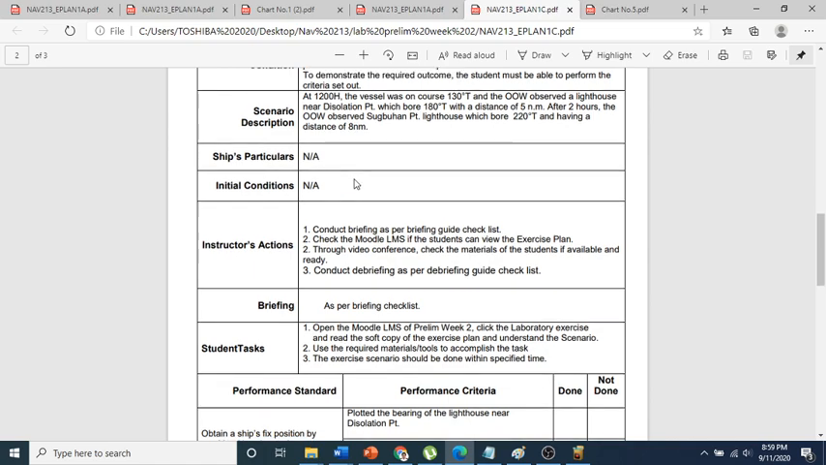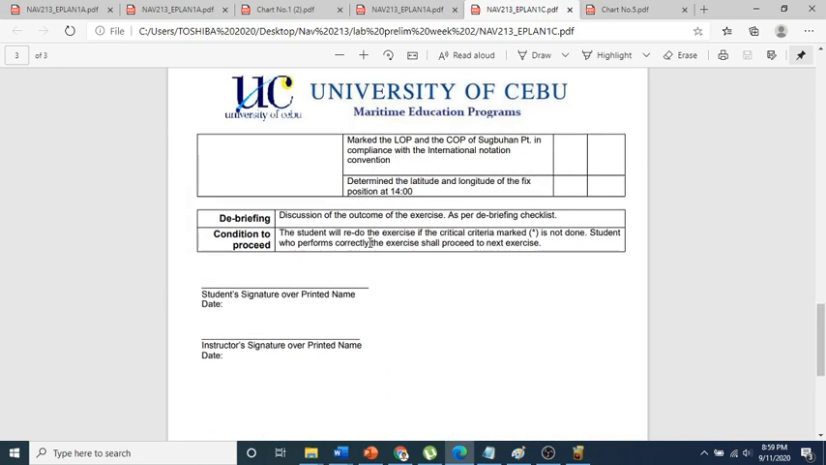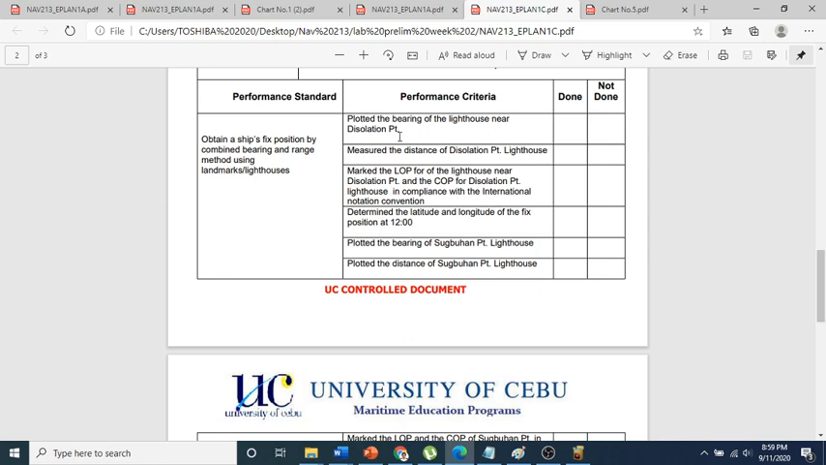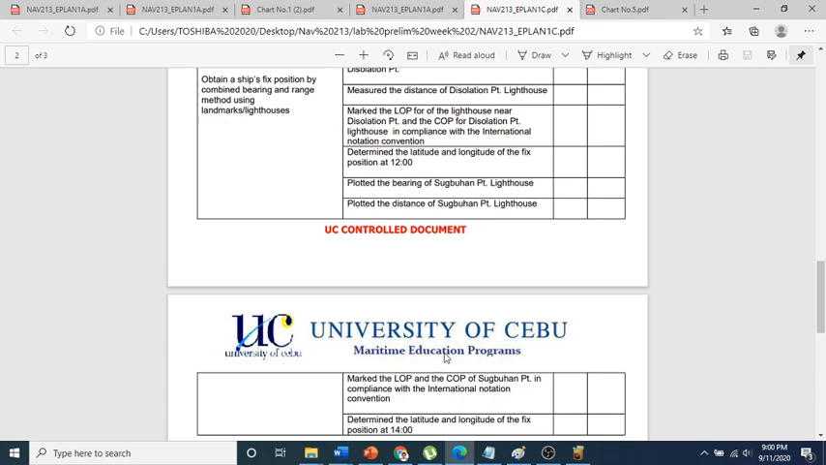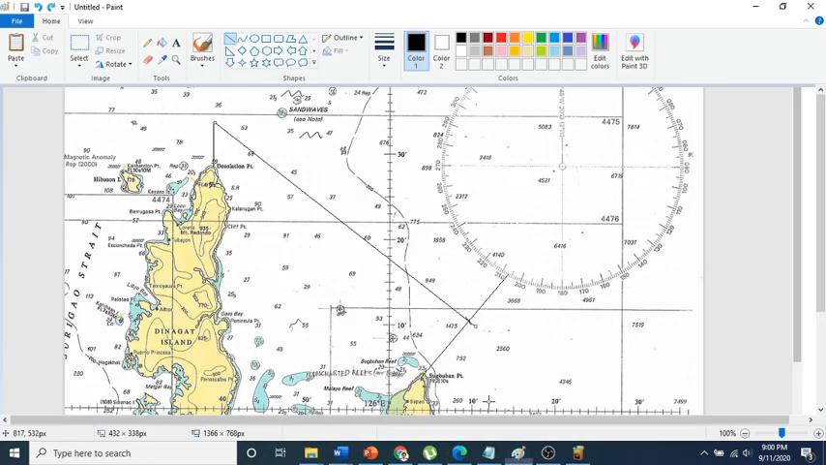If you already completed that, this should be no problem answering the following, like plotting the bearing, marking the position, determining the latitude and longitude at 1200 and 1400, also plotting the distance and bearing. So again, if you already completed this scenario, you can just take the position here for longitude, this for longitude, and this for latitude, using your parallel ruler together with your compass.